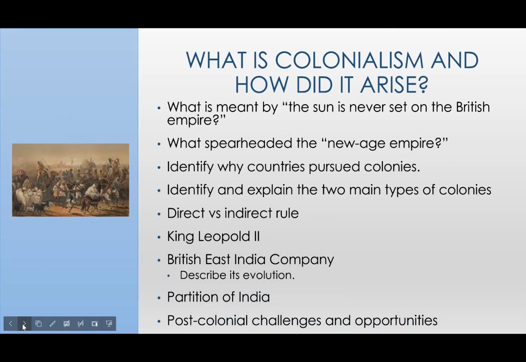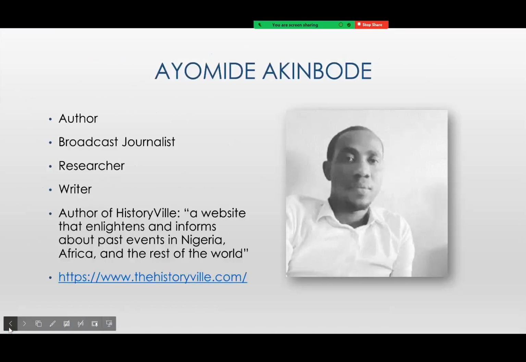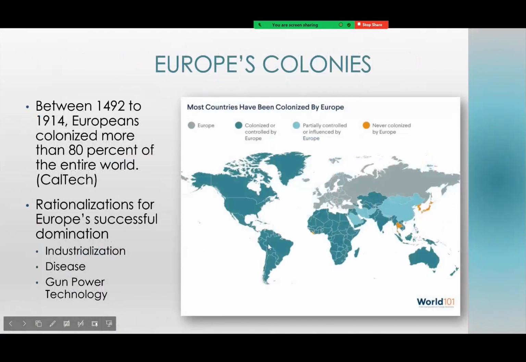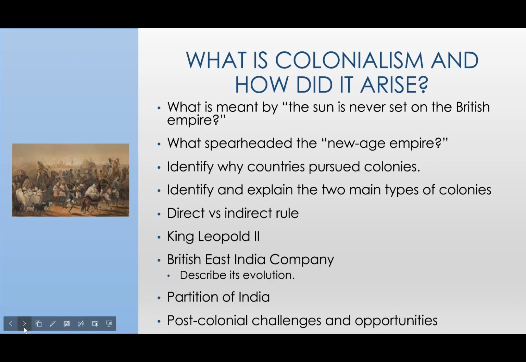What is meant by the sun never sets on the British Empire? Think about it in reference to this particular map. Again, all of these darker blue or blue-green shaded countries indicate countries that were under European and British rule. They define colonialism as the practice of controlling another country or area and exploiting its people and its resources.